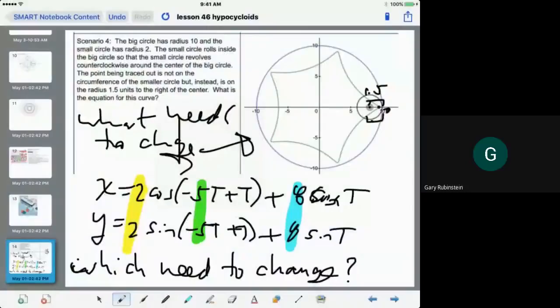Okay, the finale. Okay, how many people think that, or anyone want to make a defense? If the 2 needs to be changed, what would you change it to?